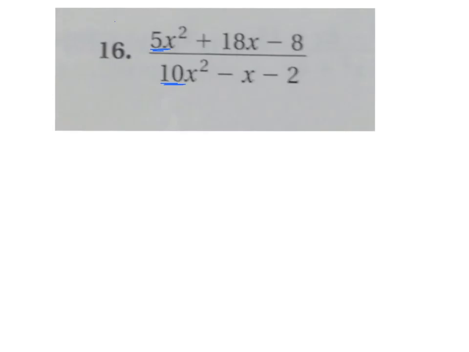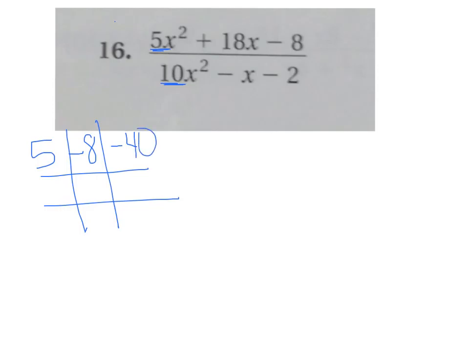So I'm going to go ahead and do the top. When we do our tic-tac-toe factoring, we put the A in the first box and the C in the middle box, and we just multiply straight across. So right here we're going to have negative 40. Now we have to think about what we can multiply to get negative 40 but add to get this middle term, 18. Okay, so we have 4 and 10, 2 and 20.